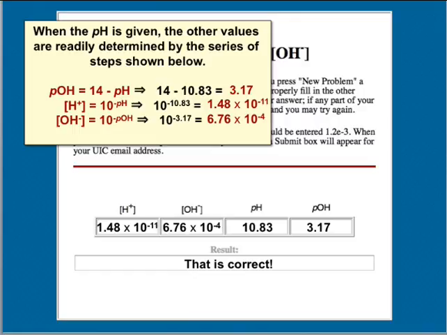So to get hydronium, we do 10 to the minus 10.83. To get hydroxide, we do 10 to the minus 3.17.